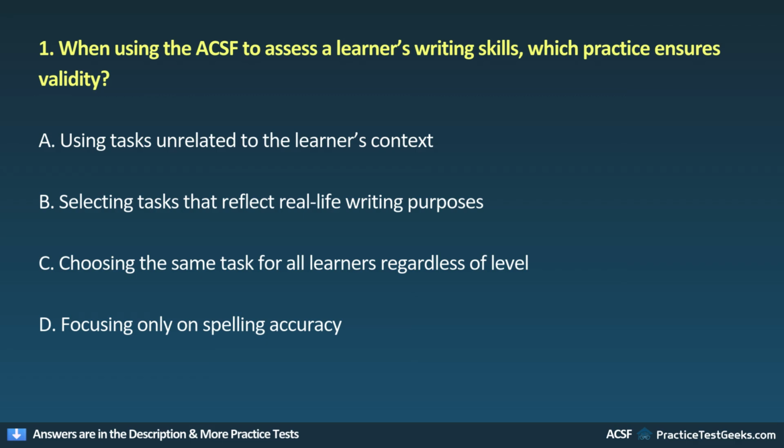1. When using the ACSF to assess a learner's writing skills, which practice ensures validity? A. Using tasks unrelated to the learner's context. B. Selecting tasks that reflect real-life writing purposes. C. Choosing the same task for all learners regardless of level. D. Focusing only on spelling accuracy.